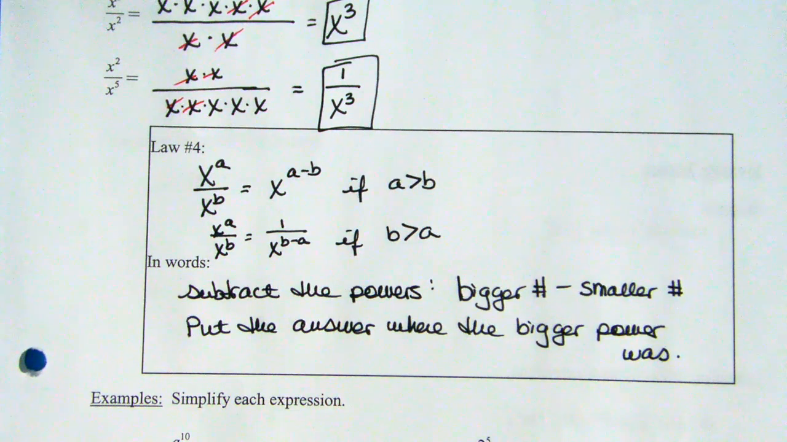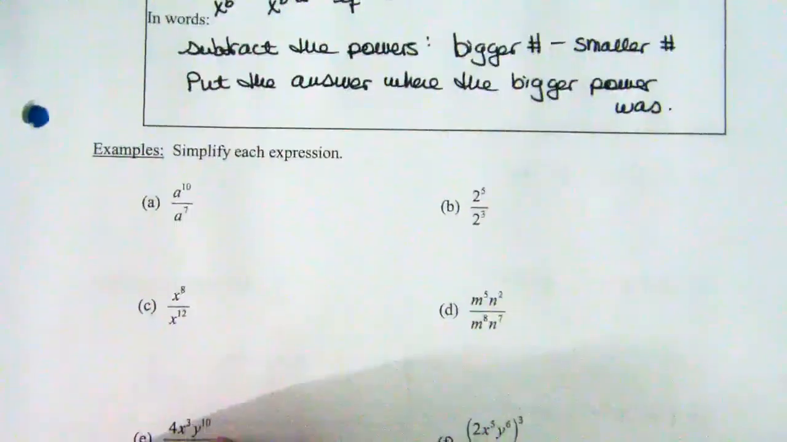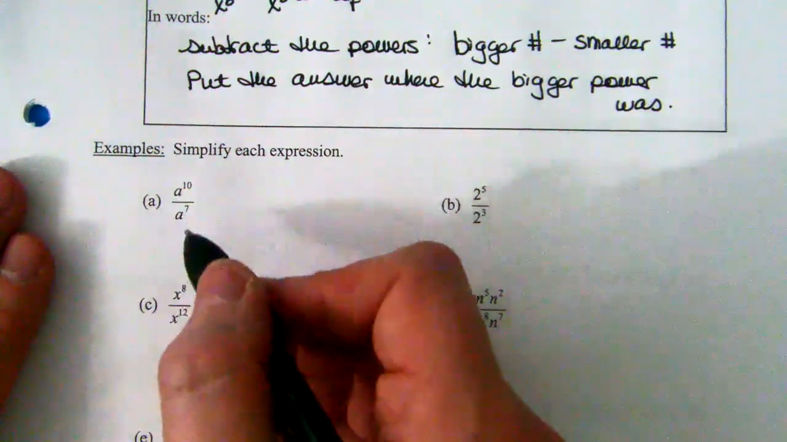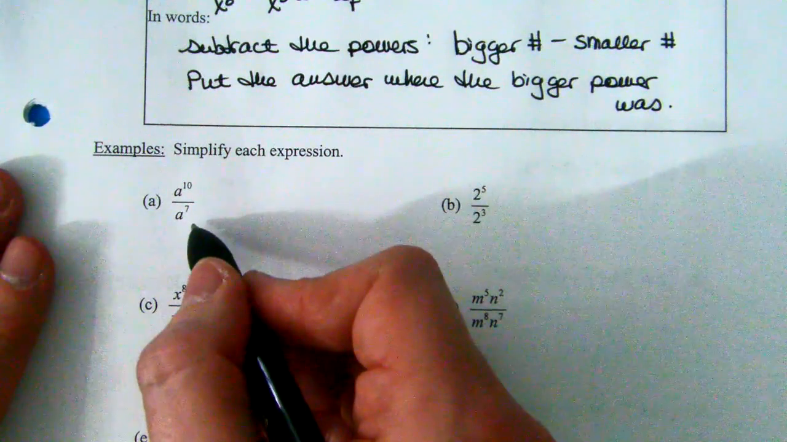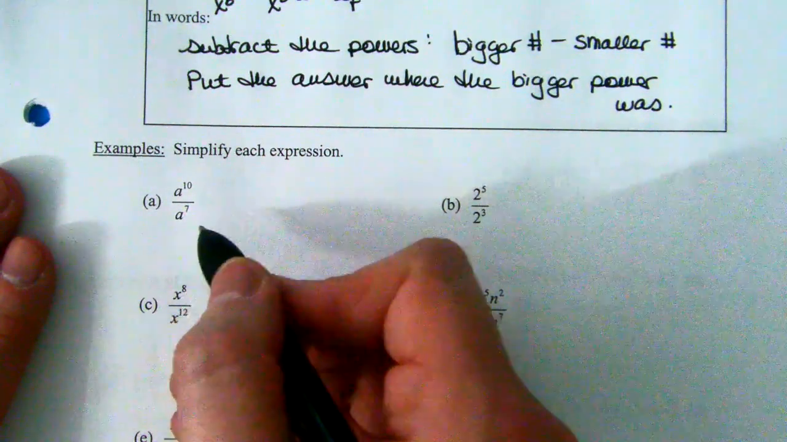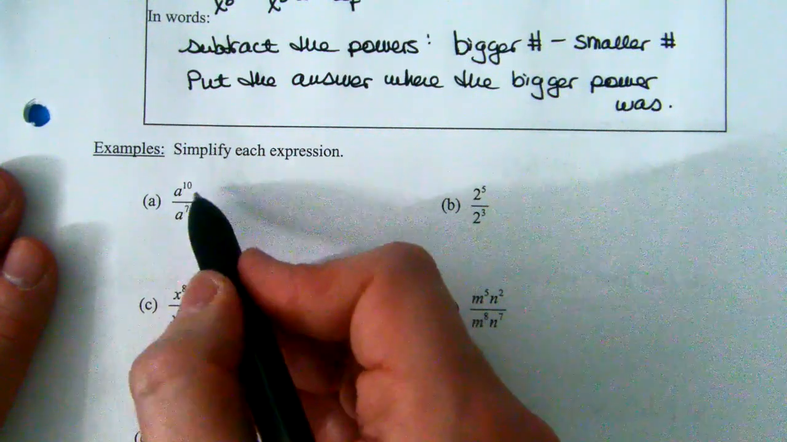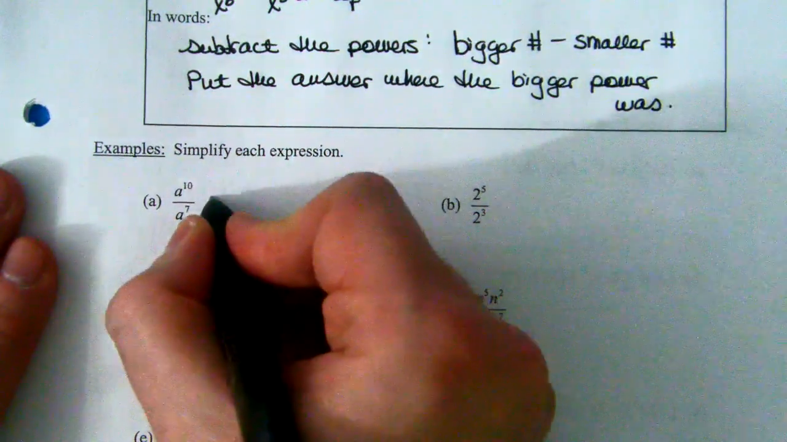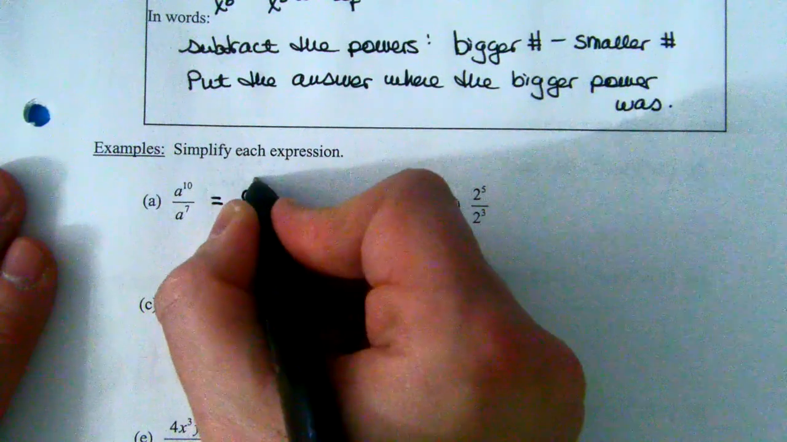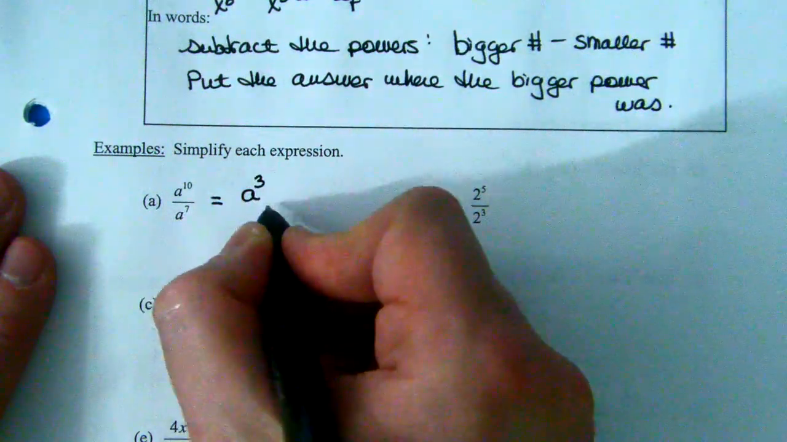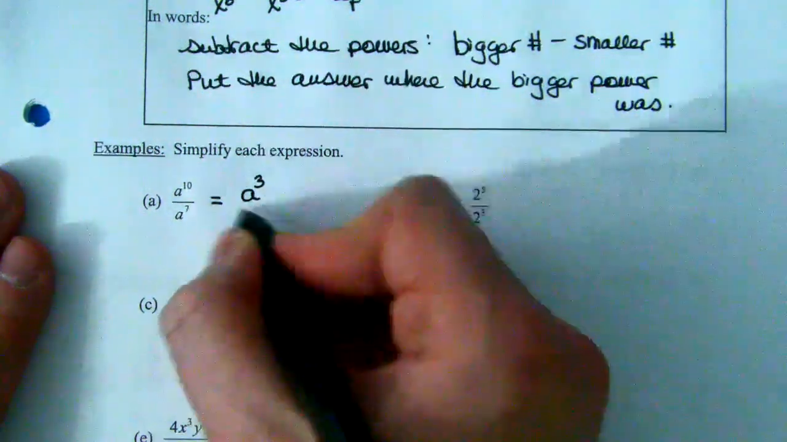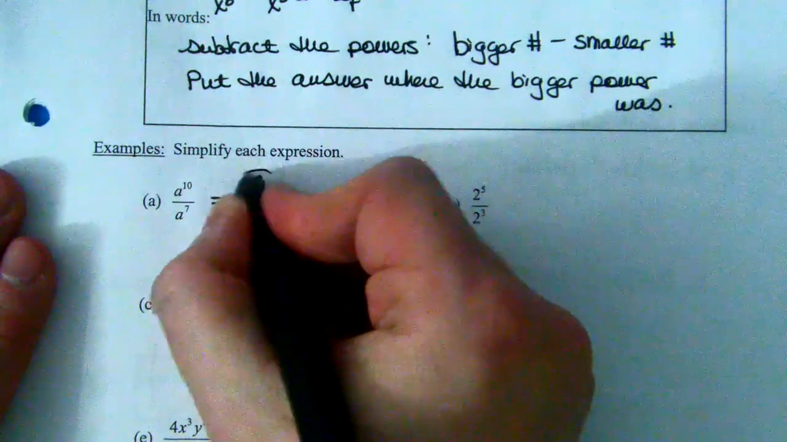So let's take a look at a couple. In letter A, a to the 10th over a to the 7th, I'm going to subtract and I'm going to get a to the third. Since the 10 was bigger, I'm going to put my answer in the numerator of a fraction, like over 1, but I don't have to say the over 1. I'm just going to say a to the third, and that's my answer.